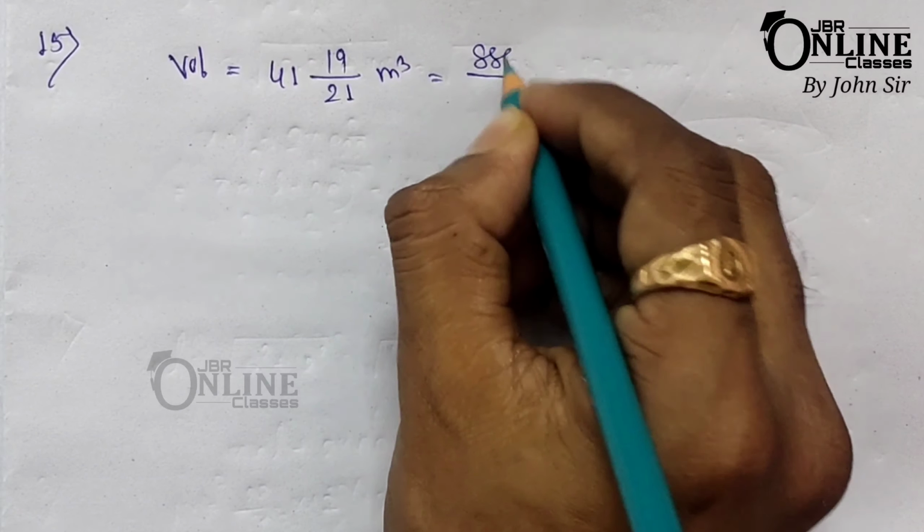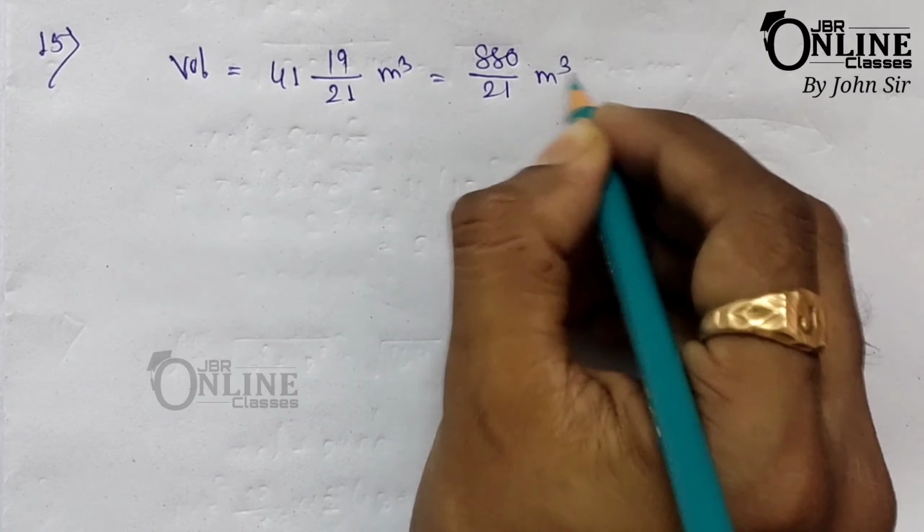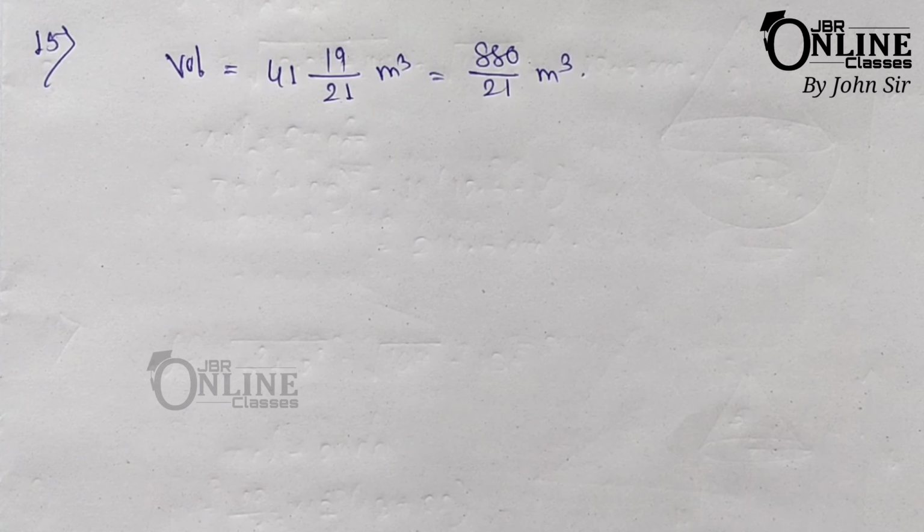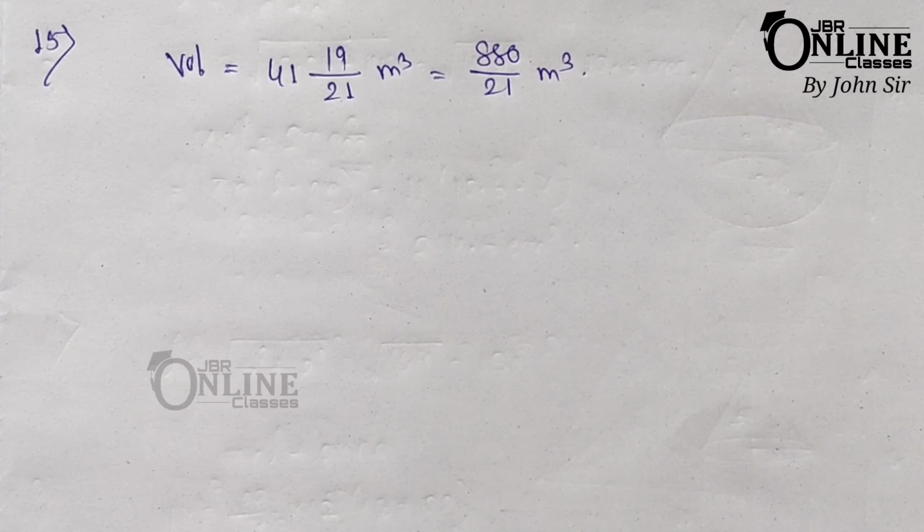So first the volume of the dome is equal to 49 whole 19 by 21 meter cube, and that means 880 by 21 meter cube. It's the volume. Let the radius of the dome be r, okay, and the height of the dome be also r, as it says that the internal height is equal to the radius.